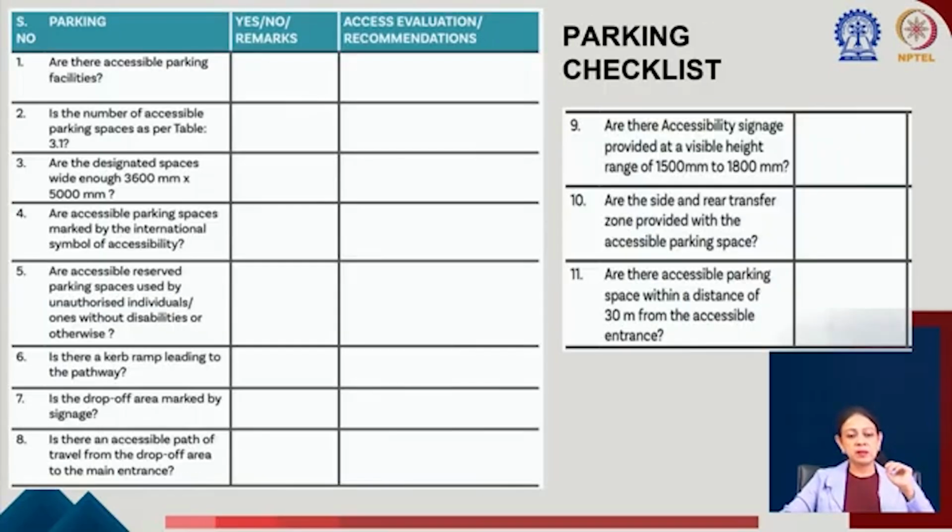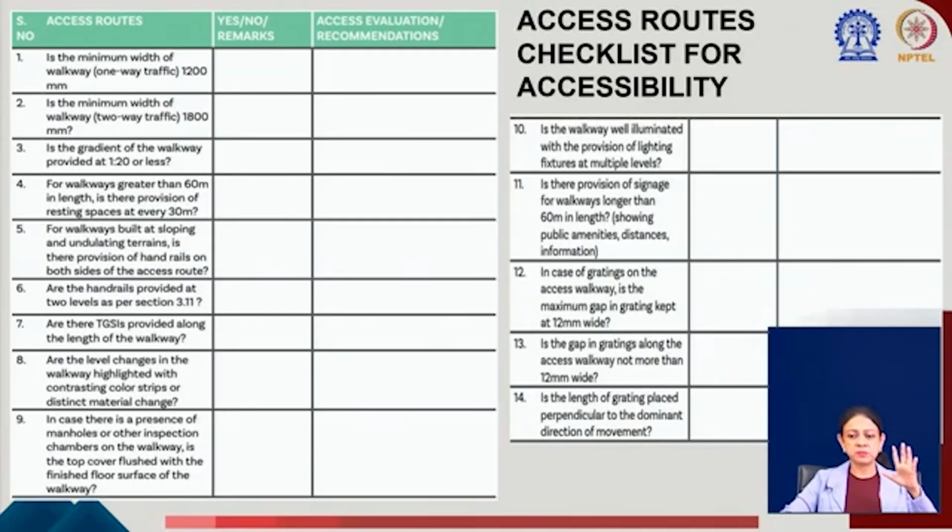Say, parking. Are there accessible parking spaces? Are they of adequate dimension? Is the drop off area marked by signage? These are all given in much detail in the harmonized guideline checklist, chapter 8.